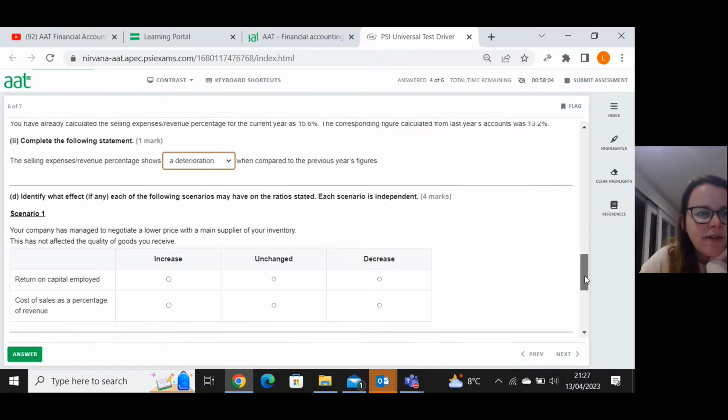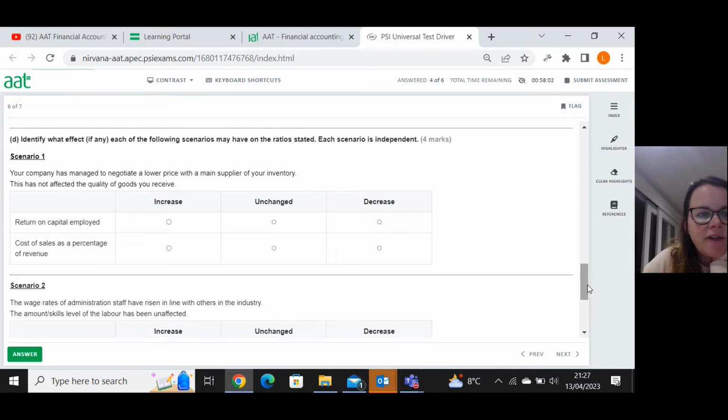Part D, identify what effect, if any, each of the following scenarios may have on the ratios stated. Right, scenario 1. Your company has managed to negotiate a lower price with a main supplier of your inventory. This has not affected the quality of goods received. Right, so if I've got a lower price, that means I'm going to have a higher profit. So I believe that the return on capital employed will improve or increase.